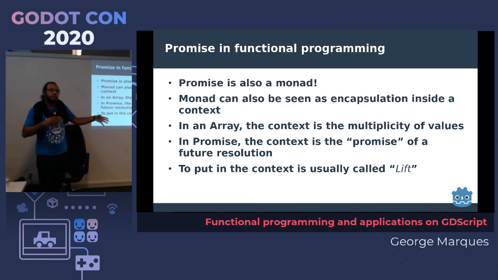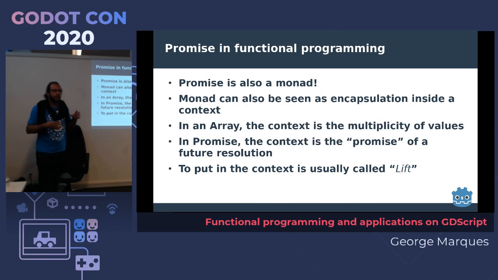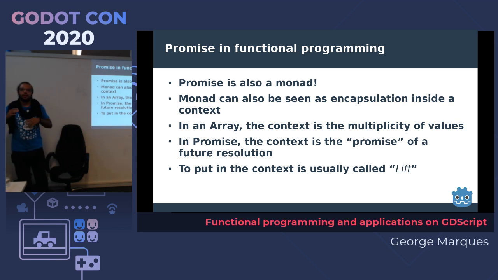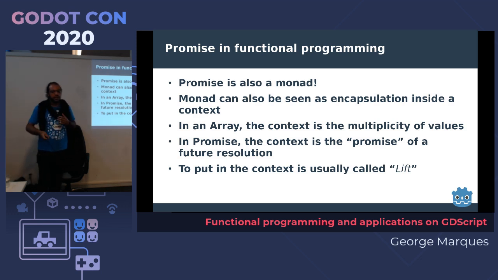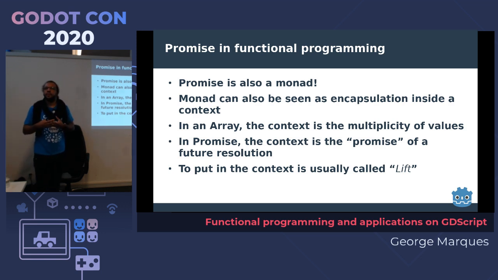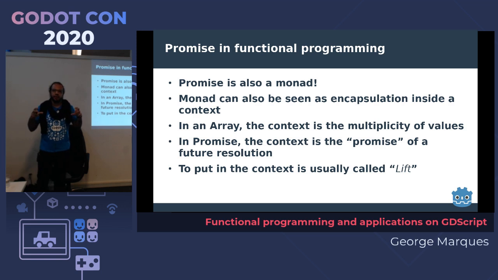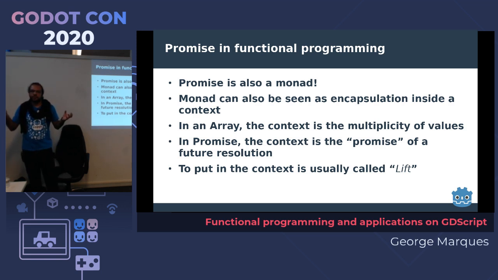So about promises and functional programming: the promise is also a monad. The thing about monads is that they can encapsulate side effects the same way the promise does with asynchronous requests. For instance, in an array, the context is the multiplicity of values. Maybe the result is not really certain, so we have multiple possible results. You don't know that for sure until sometime in the future. So array is just a context saying that all these values can be true at some point, and I don't know which, but you can apply operations to this array as if it were the final result.